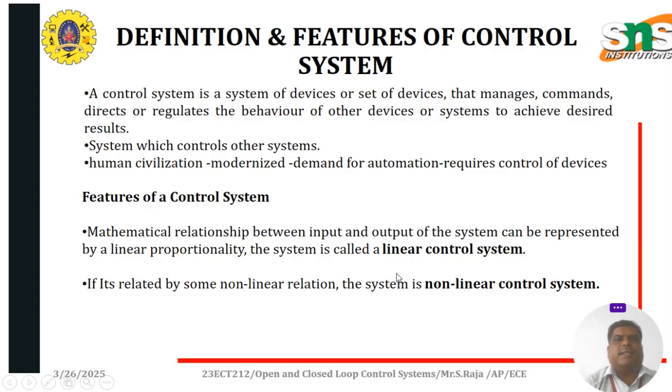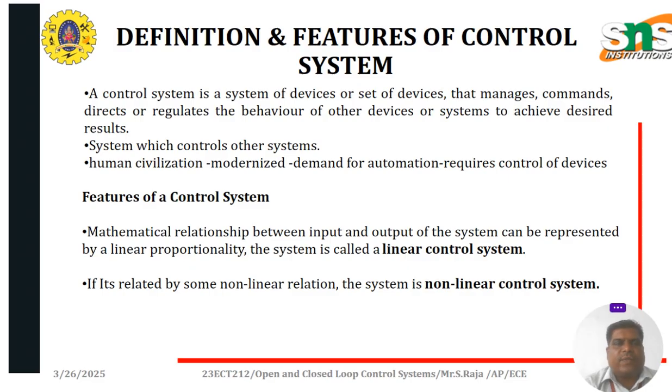So, definition and features of control system. A control system is a system of device or set of devices that manages, commands, directs or regulates the behavior of other devices or systems to achieve desired results. It is a system which controls other systems. As human civilization modernized, the demand for automation requires control of devices.